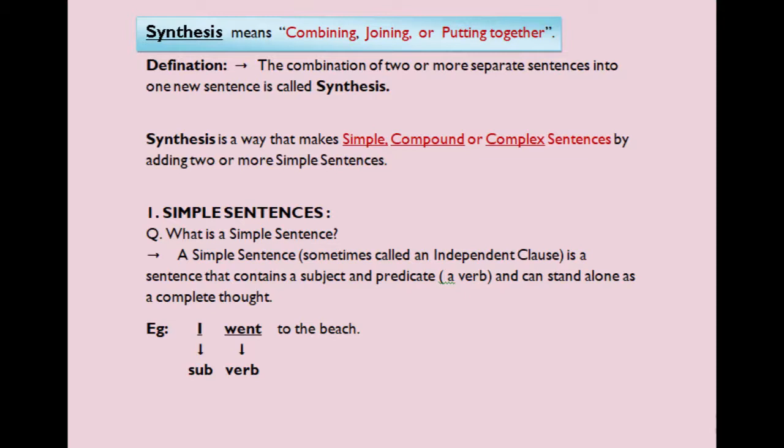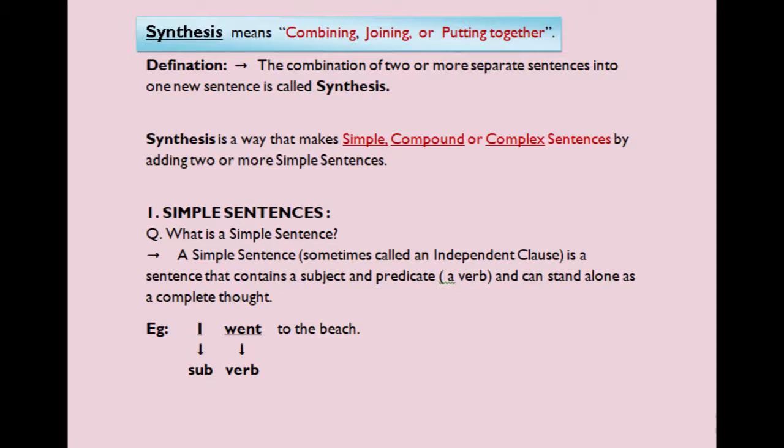So in this chapter, we're going to look at three ways how sentences can be formed into simple, compound, and complex. First comes the simple sentences, and I put a question here. What is a simple sentence? A simple sentence, sometimes called an independent clause, is a sentence that contains a subject and predicate and can stand alone as a complete thought.